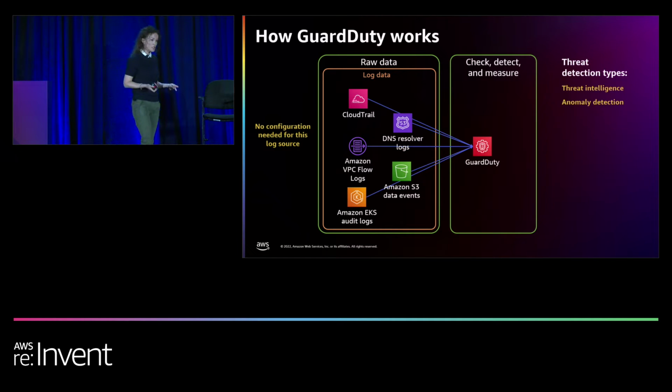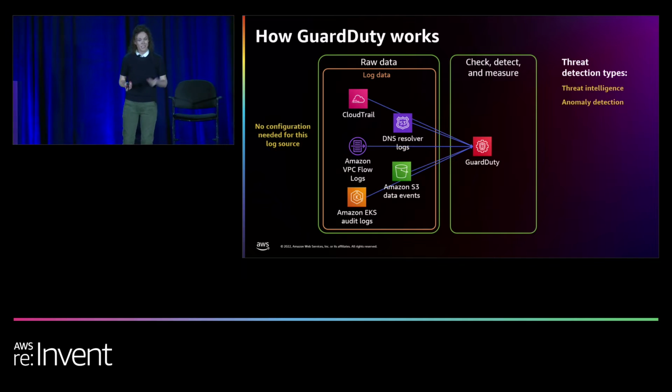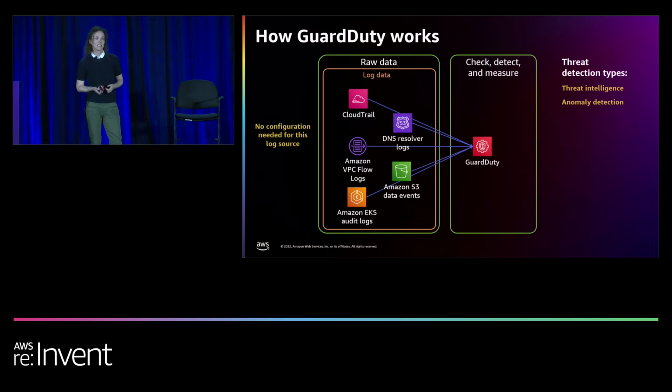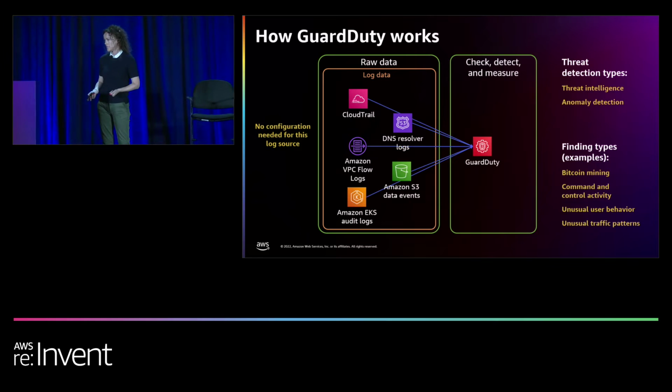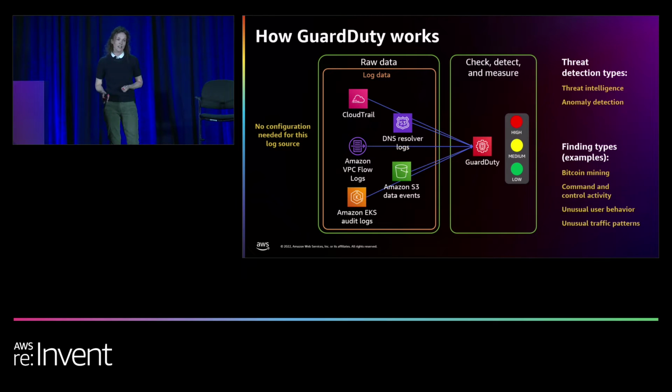And so GuardDuty is a machine learning service that does threat intelligence and anomaly detection, identifying unwanted behavior and unexpected activity in your AWS accounts. It produces various finding types related to Bitcoin mining, command and control server activity, unusual user behavior, and unusual traffic patterns. Now, a little bit like the log data, what can happen sometimes with these services is an awful lot of findings, a proliferation of findings. And so GuardDuty, in that scenario, gives you the opportunity to suppress findings, to filter findings, and to sort findings.